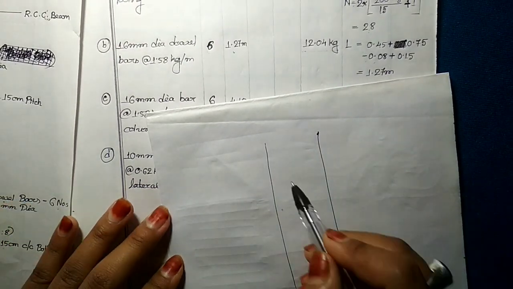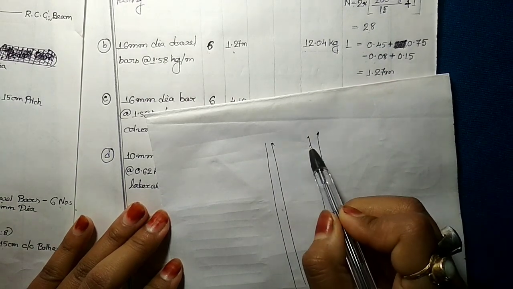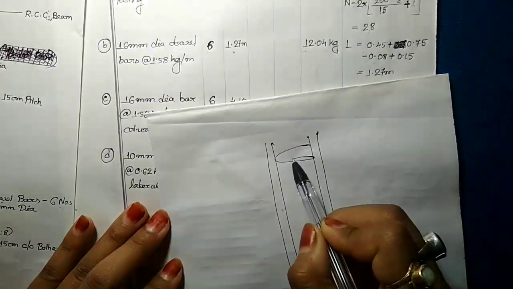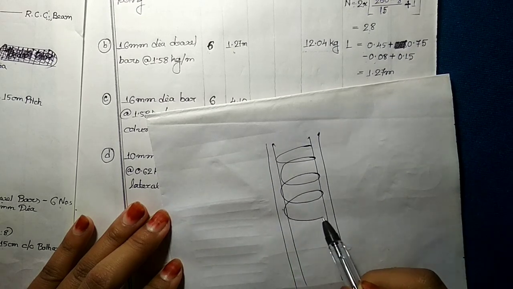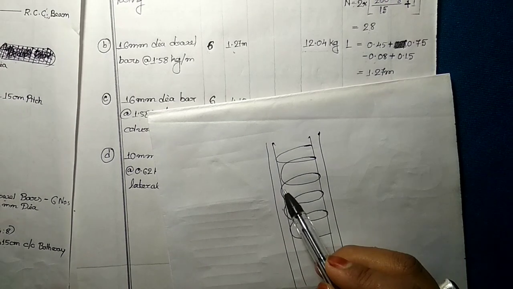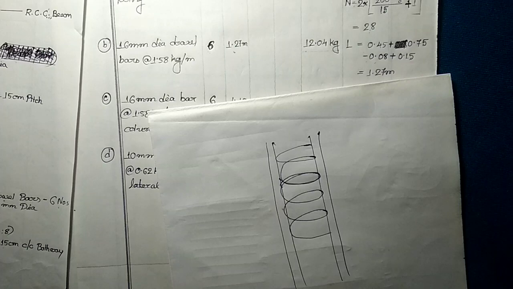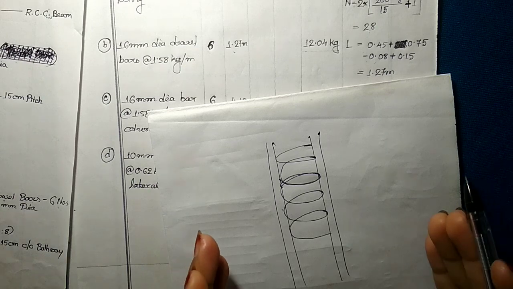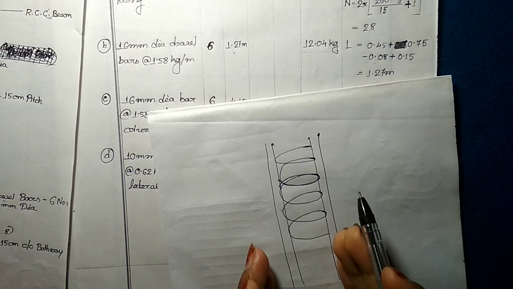Is the column, the vertical bar. I'm going to place in helical form. As this is a circular column, the length of one ring will be from this to this. That means the circumference of the column, but we have to minus the cover from both ends.